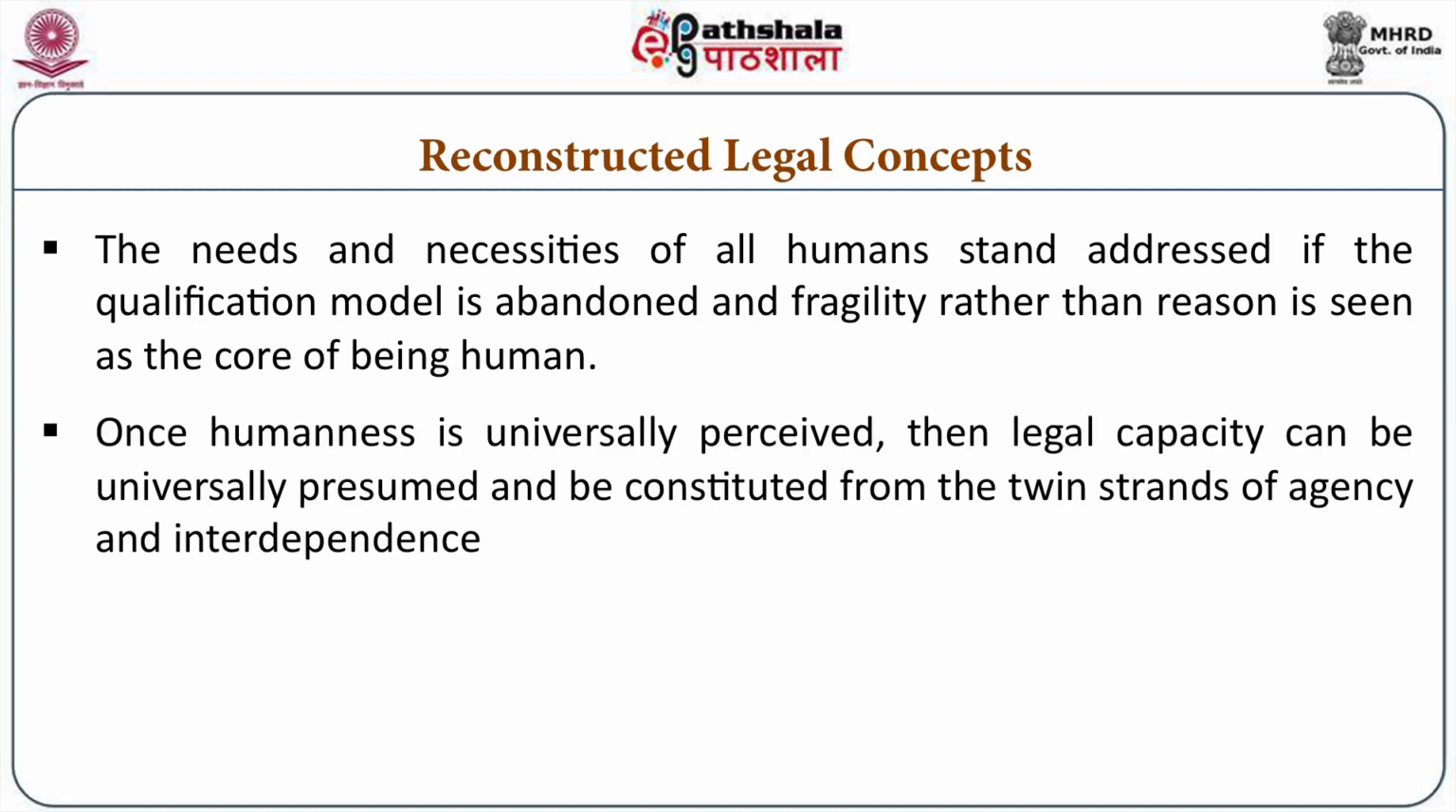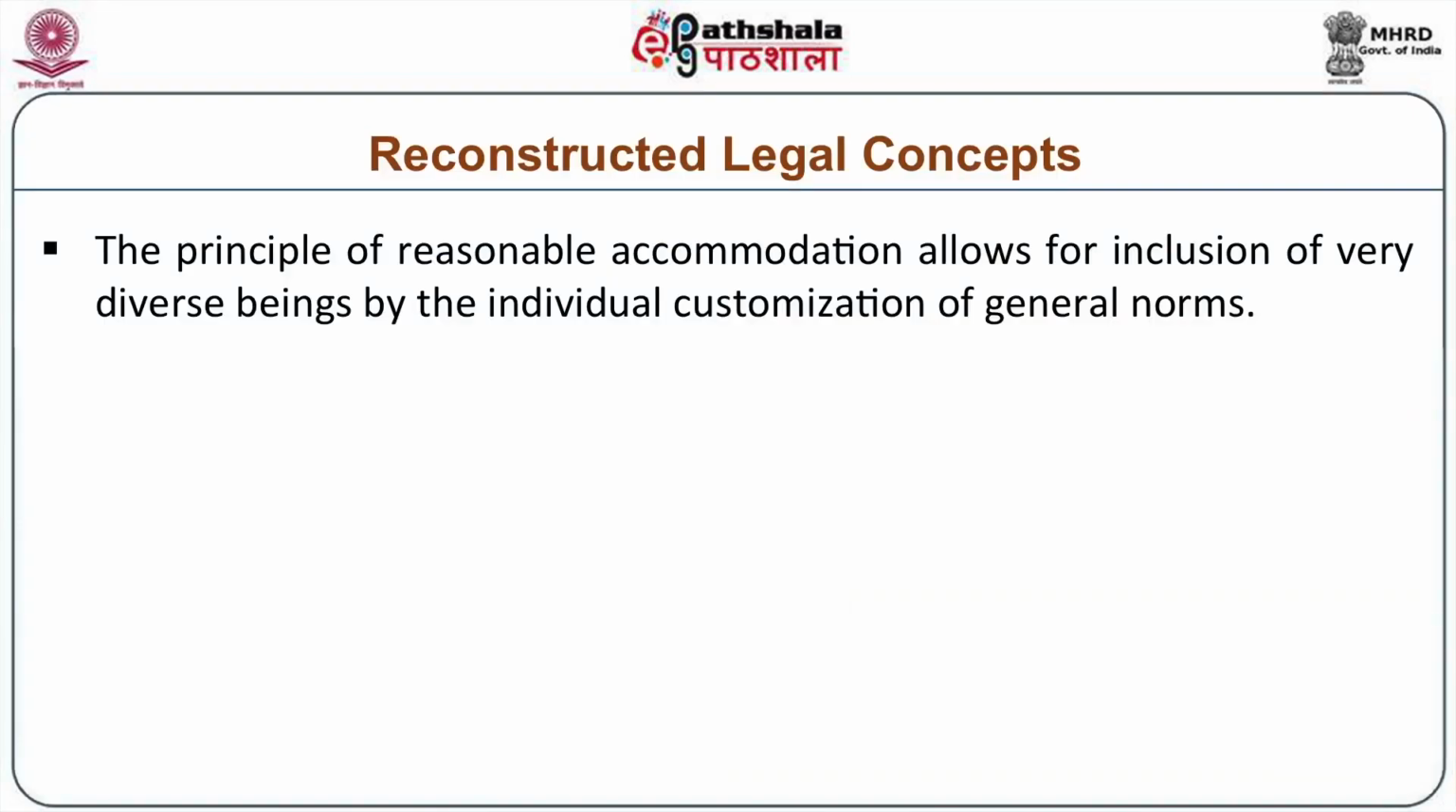So once humanness is universally perceived, then we can move on to the next concept, legal capacity. Legal capacity can be universally presumed and constituted from the twin strands of agency and interdependence. Till now, based on the old model, agency was removed from the disabled and they weren't regarded as having legal capacity. But when we see the core of humanness in fragility and interdependency and difference, rather than some fit the mold and others are failures, then we can also see legal capacity as a proper use of agency in light of that interdependency that all humans in their various differences are subject to and known as the human condition.